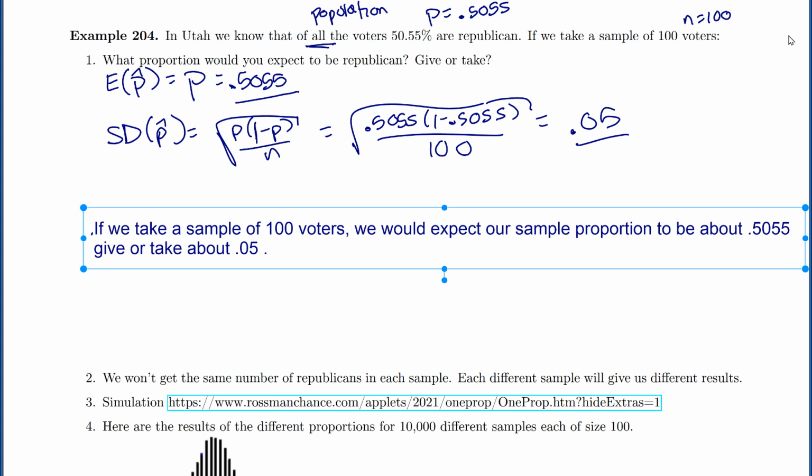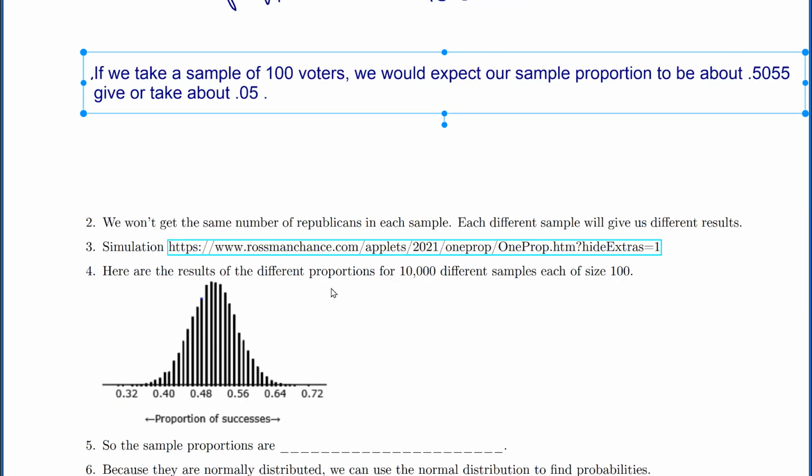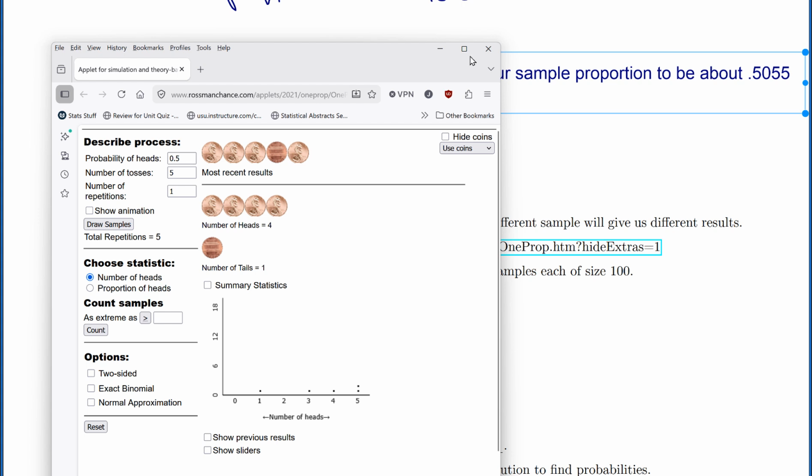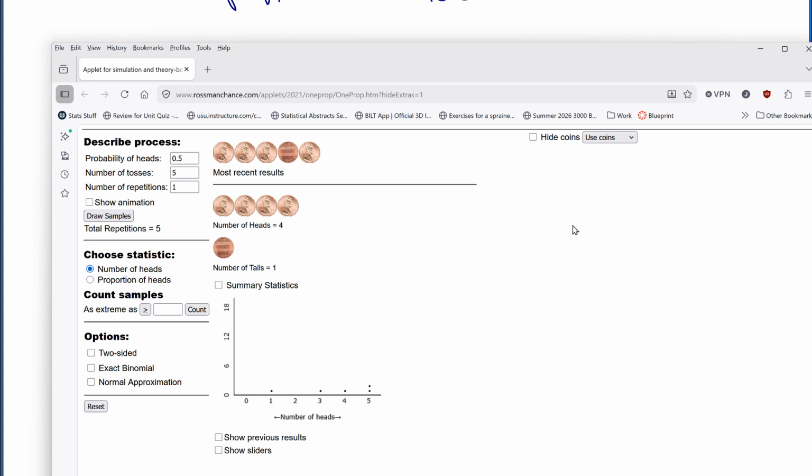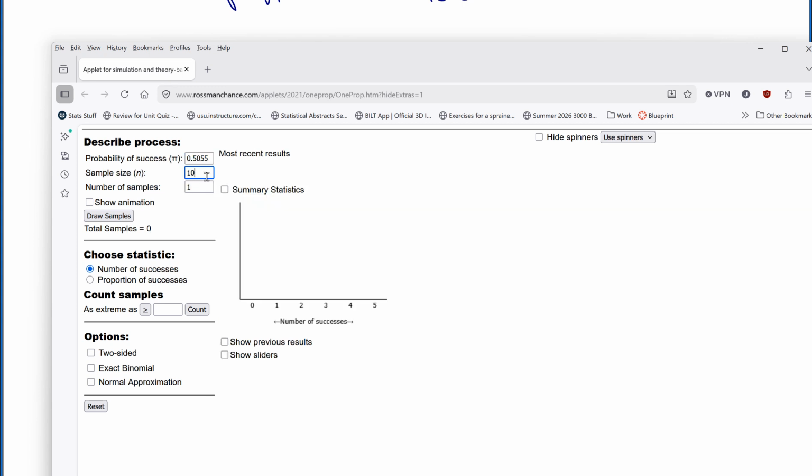We know that we're not going to get the same number of Republicans in every sample. Every different sample is going to give us different results, which also means it's going to give us different sample proportions. So we can go back to our simulation. This is the same applet that we've been using. If I make this a little bit bigger, I can come over here and put in my population proportion. I know it says probability of heads. That's because they made it for coin flipping, but I'll do what I want. And we want a sample size of 100.